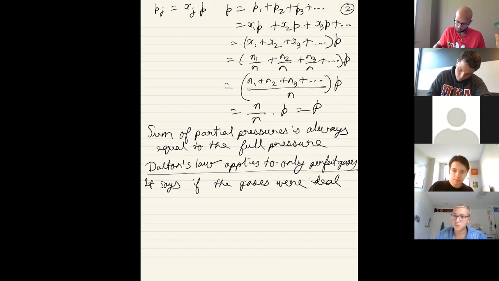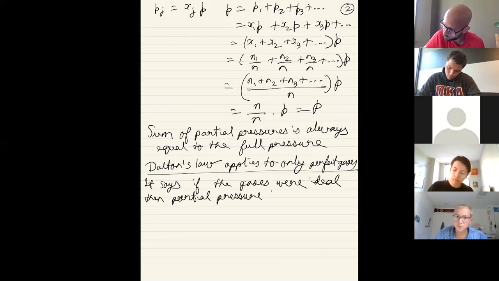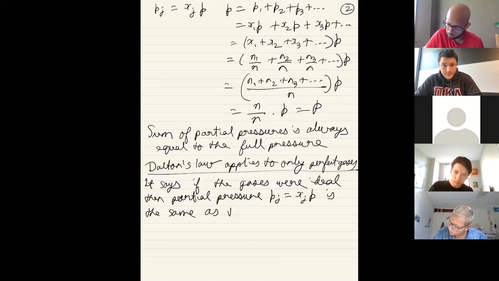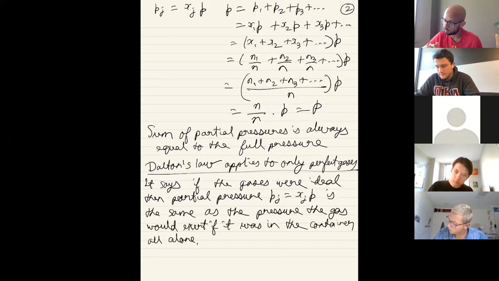So let me write it down. It says that if gases were ideal, then partial pressure, what do I mean by partial pressure? That thing, Pj equal to xj times P, is the same as the pressure the gas would exert if it was in the container all alone. So that's Dalton's law. It is valid only for perfect gases.